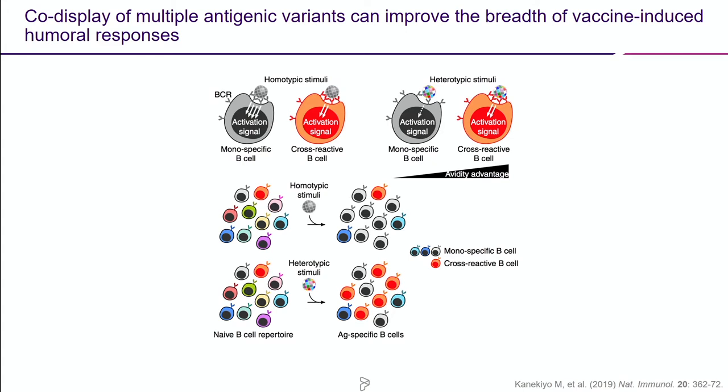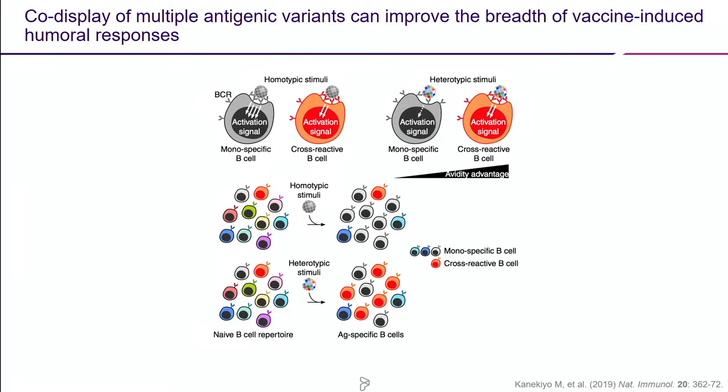So we teamed up with that group at the VRC that's done all this beautiful work. This is Barney Graham and Masaru Kanekiyo, who developed this concept of what they're calling mosaic nanoparticle vaccines. So the idea here is to, sorry, my pointer is no longer working, but at the top right, co-display on the same nanoparticle multiple antigenic variants. So for example, this could be multiple hemagglutinins from different viral strains. You put them on the same nanoparticle, and by doing so, the idea is that you will preferentially activate B cells that are making cross-reactive B cell receptors.